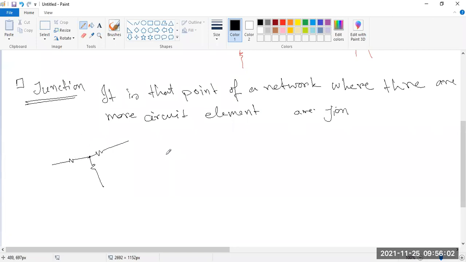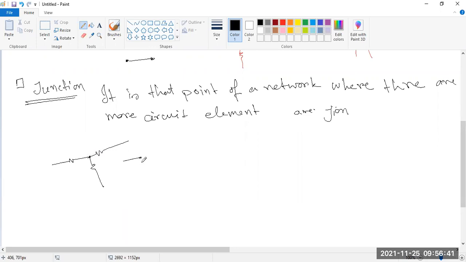Look, in case of node, A and B are also treated as node, though it is equipotential. Okay, it should be equipotential. Then also it is treated as a node. But in case of junction, there is a point where all elements like resistance, capacitance, inductance, and more than two are joined over here. So what is the difference between junction and node? In junction, there must be more than two elements joined.